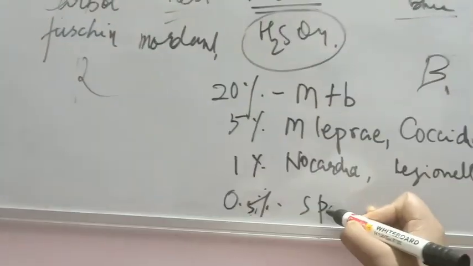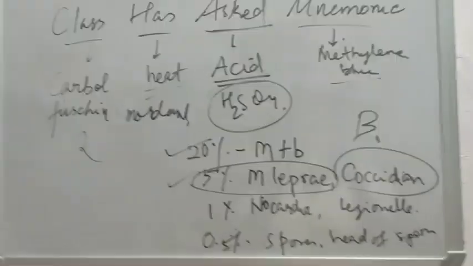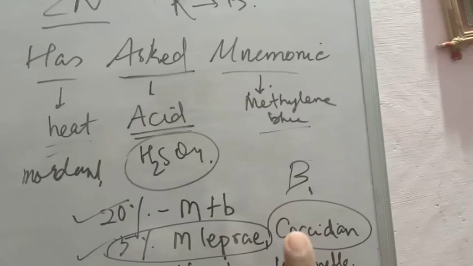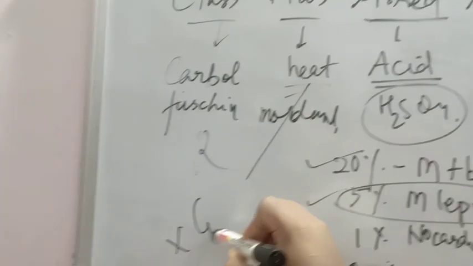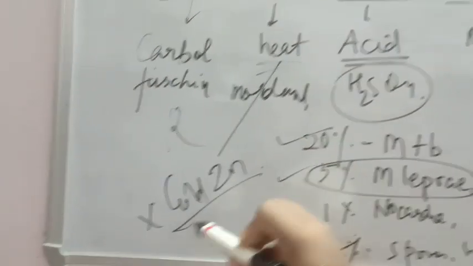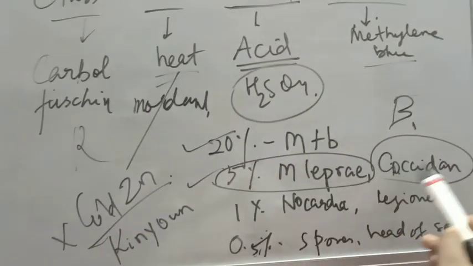This is spores and head of sperm. Now one more important point is coccidian parasite. It is stained by cold ZN stain. Cold ZN stain means there is no heat. Heat is not there. That is called cold ZN stain, or you can also call it Kinyoun stain. So this is used for coccidian parasites.